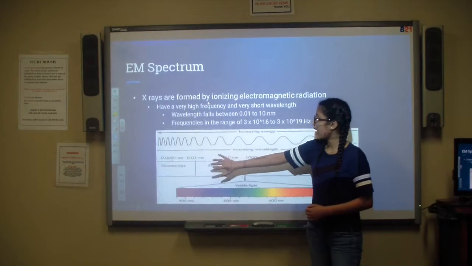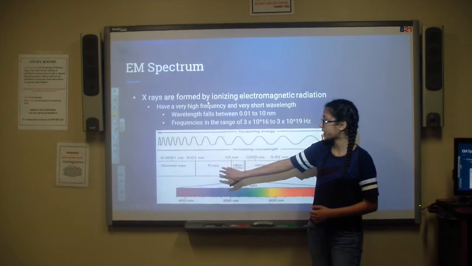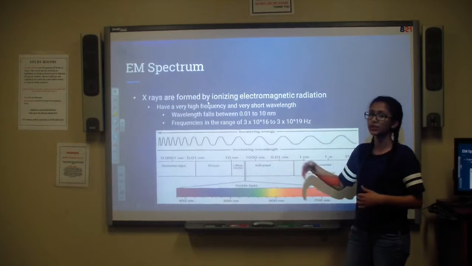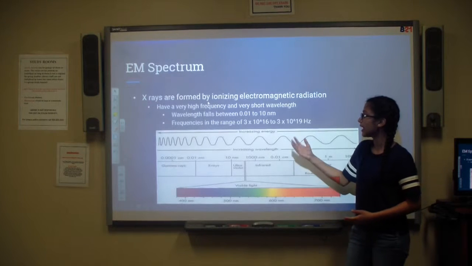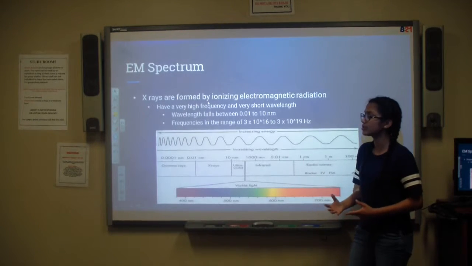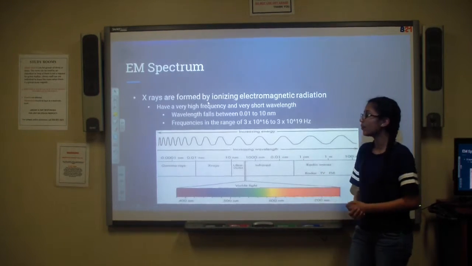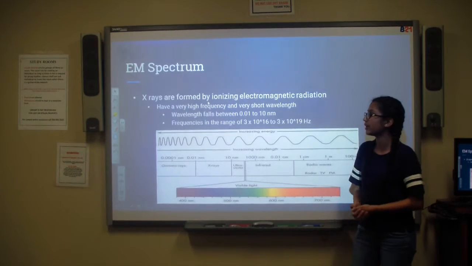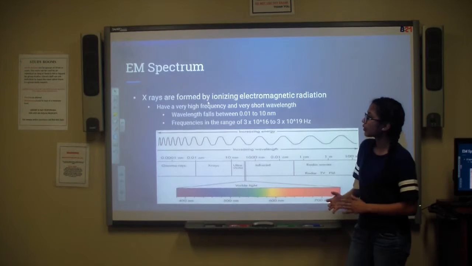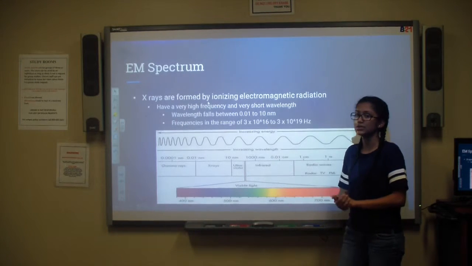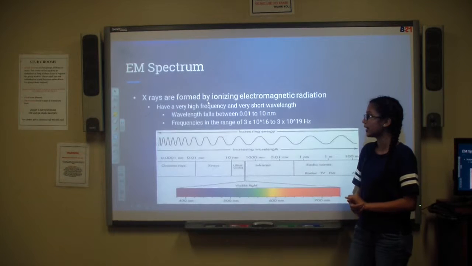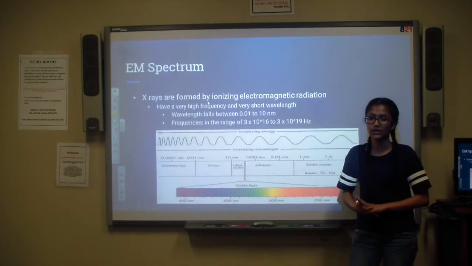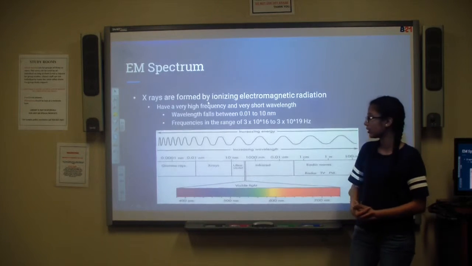So X-rays lie right here on the electromagnetic spectrum, which means that they have a relatively small wavelength and a relatively large frequency, meaning that they contain a lot of energy, which is why it is typically dangerous for humans to be exposed to X-ray radiation for an extended period of time. So in general, X-ray wavelengths fall between 0.01 to 10 nanometers, and the frequencies range from 3 times 10 to the 16th to 3 times 10 to the 19th hertz.